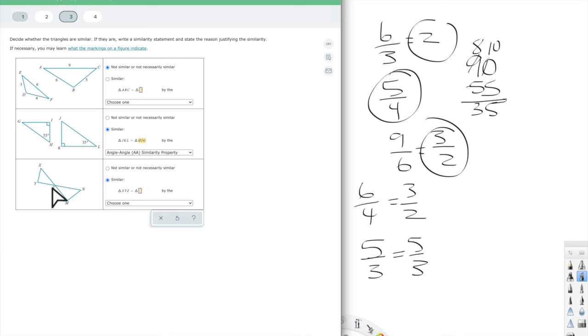The only thing I have on this bottom one would be these vertical angles. I have no other markings at all. So there's no way for me to prove another angle congruent because I don't know if anything's parallel. They don't look parallel. I don't know if any side lengths are similar to each other because I don't have any. So I'm going to say not necessarily. I don't know. There's not enough information on that one.